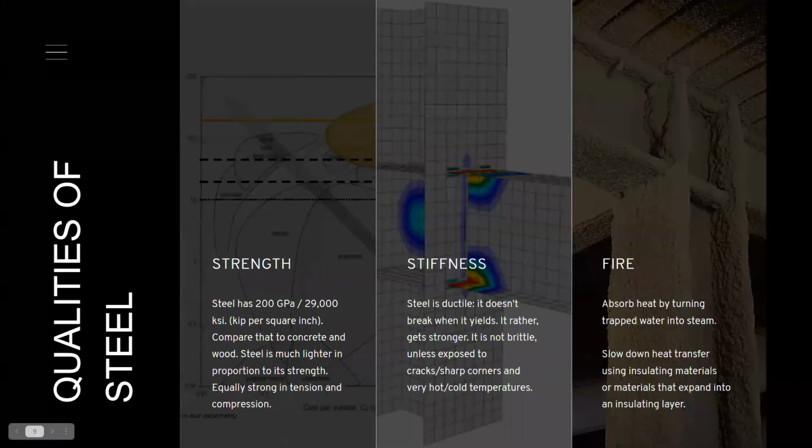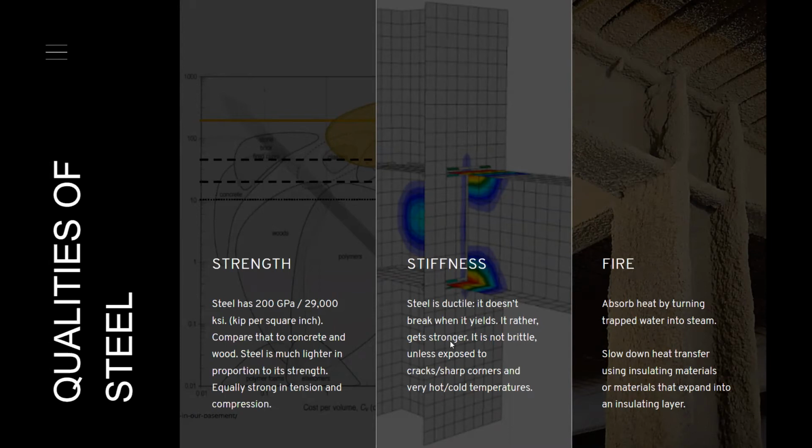Now, steel has qualities of strength, stiffness, and fire resistance, depending on the materials used to increase its fire ratings. In terms of strength, steel has a whopping 29,000 KSI. KSI means kip per square inch, and a kip is basically 1,000 pounds that it can support. So it's very strong in proportion to its weight. Steel is also ductile, which means that it doesn't really break; rather, it gets stronger when it tries to break. So it's not brittle unless exposed to cracks, sharp turns, or very harsh temperatures.